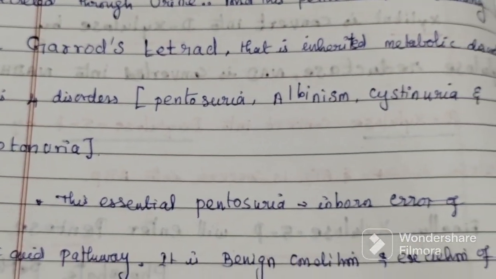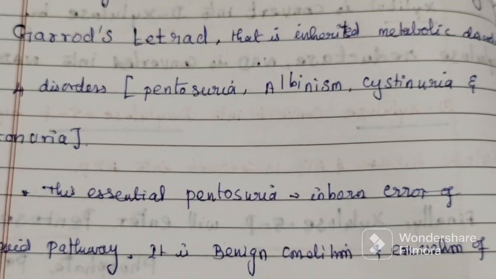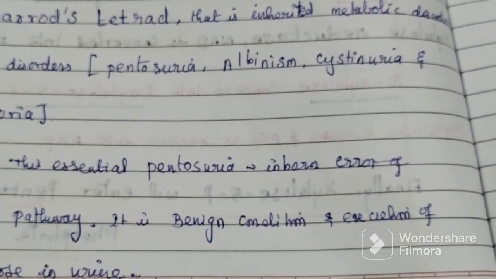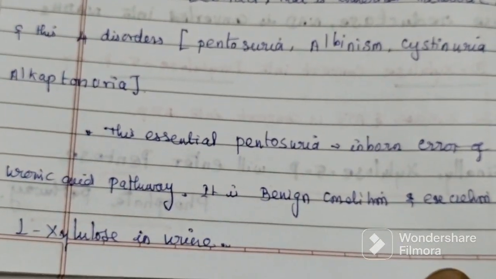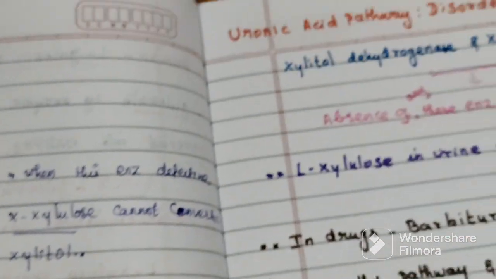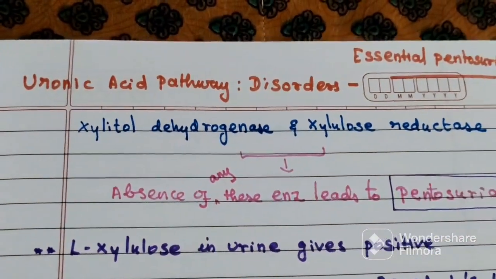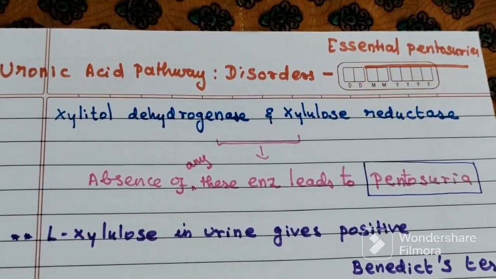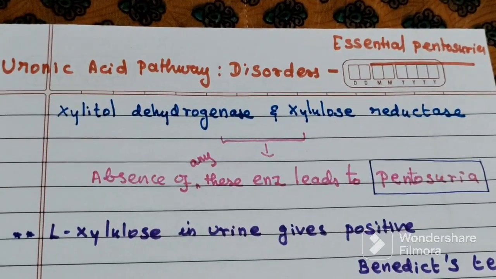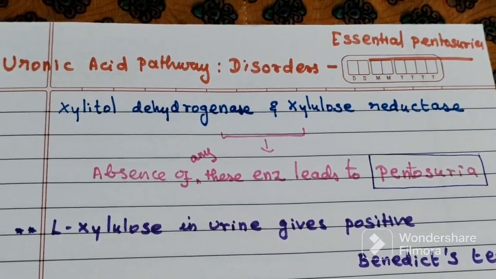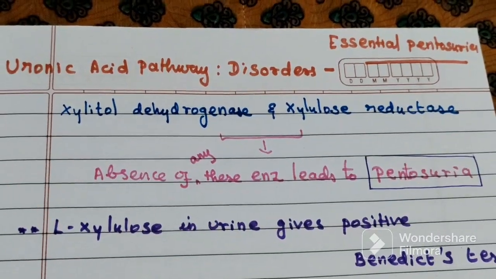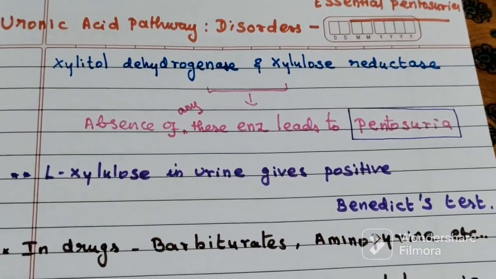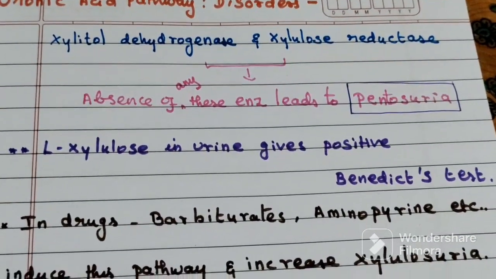alkaptonuria. This essential pentosuria is an inborn error of the uronic acid pathway. It is a benign condition with excretion of L-xylulose in urine. This uronic acid pathway disorder is called essential pentosuria. It involves xylitol dehydrogenase and xylulose reductase enzymes. Absence of any of these enzymes leads to pentosuria. L-xylulose in urine gives a positive result in Benedict's test.